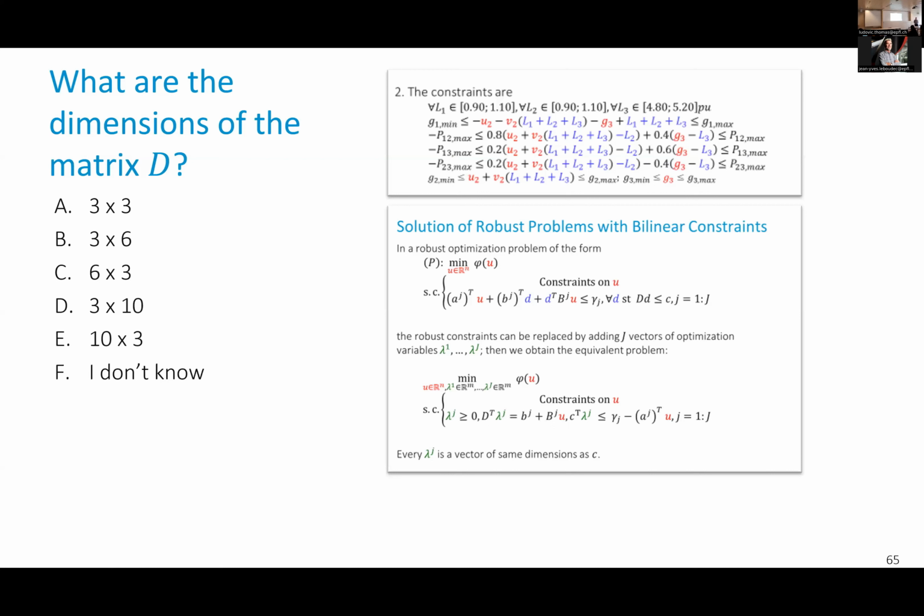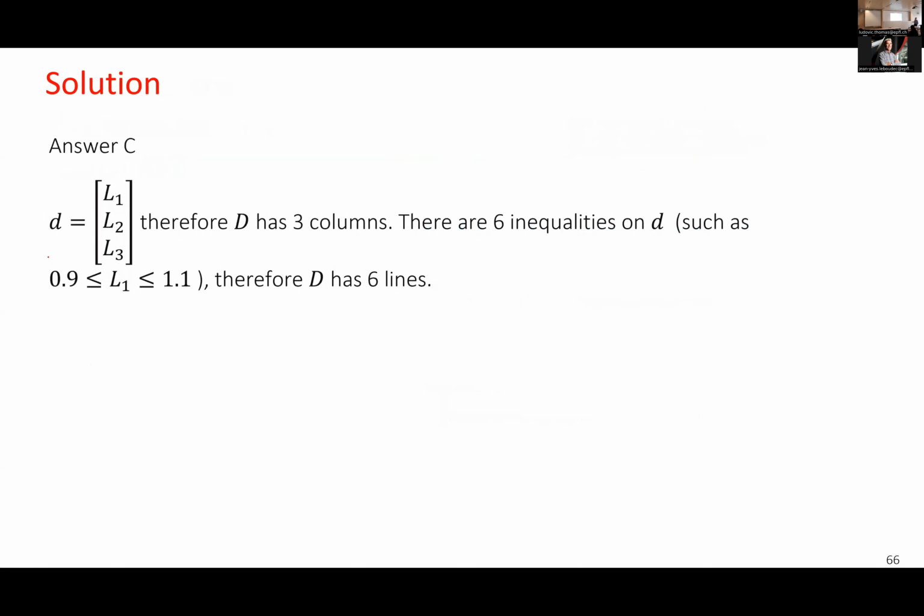Majority says D, which is 6 by 10, which is not correct. Where is it? The correct answer is C. Right, so the vector D has 3 dimensions, so the matrix has 3 columns.